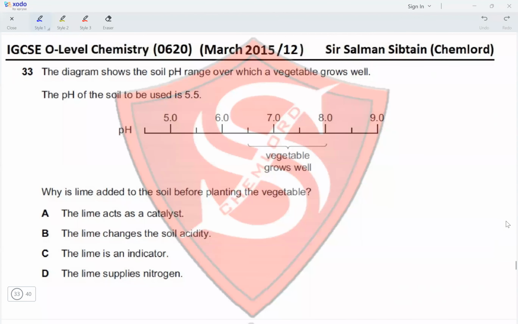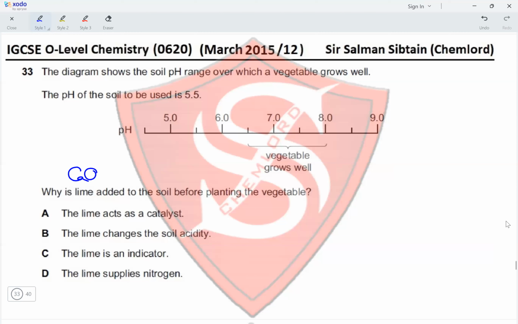Question 33. The diagram shows the soil pH range over which a vegetable grows well. The pH of the soil to be used is 5.5 and the vegetable grows well between 6.5 and 8. Why is lime added to the soil before planting the vegetable? Now lime is calcium oxide, which is basic, and the soil is acidic. So we need to increase the pH of the soil. That means we need to decrease its acidity.